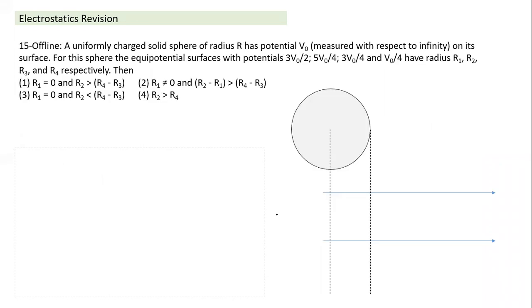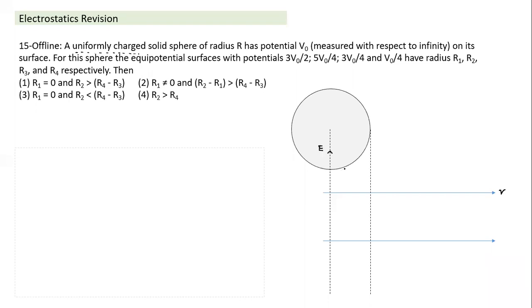Right. Next question. This also is about understanding field and potential from a uniformly charged sphere. So pay attention. This also is an important variation. A uniformly charged solid sphere has a potential V0 with respect to infinity on its surface. When we talk about a uniformly charged sphere, there are two things we need to be very clear about. If I mark the distance r here, how does the field vary as a function of r?